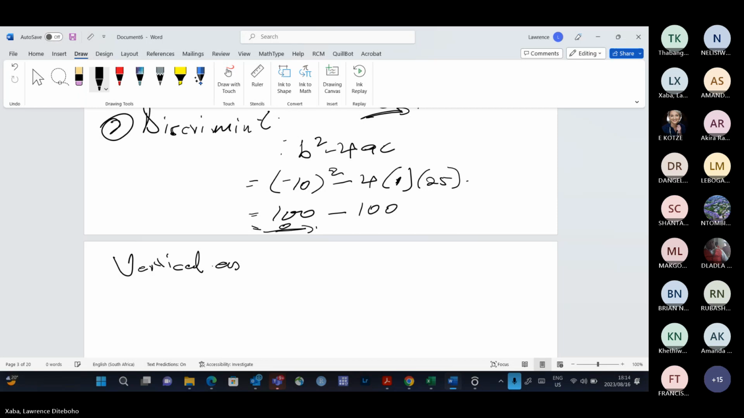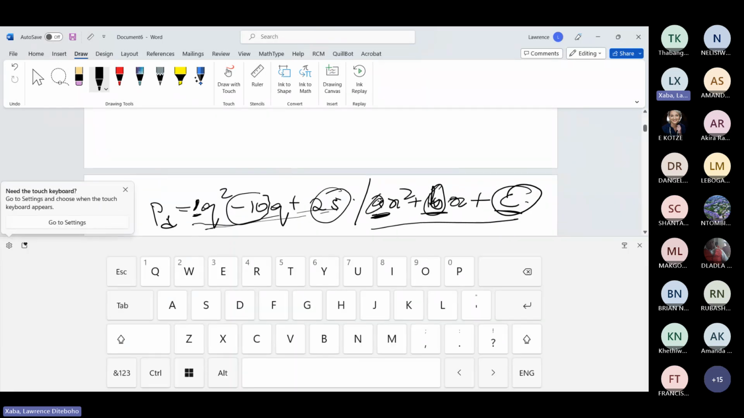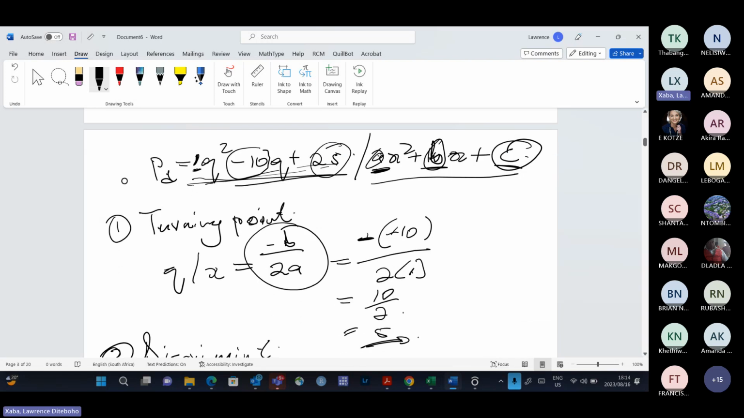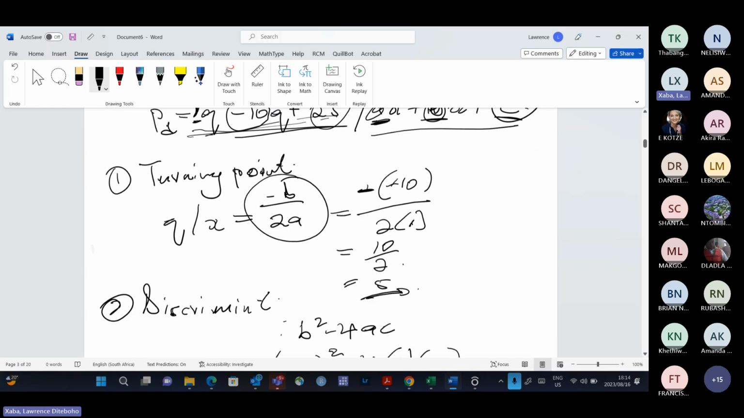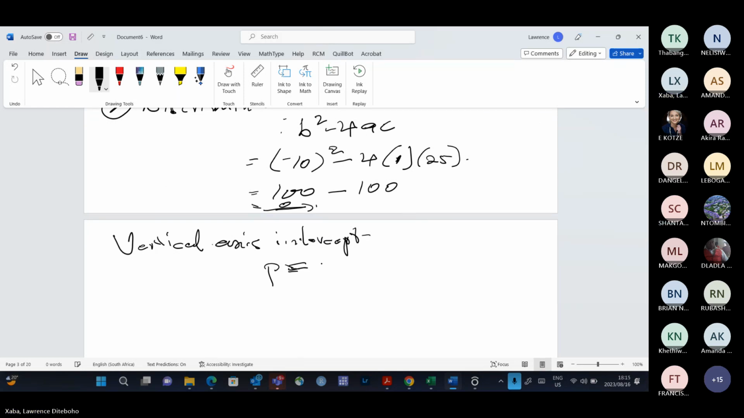Then the last one, this one is given to us: the vertical axis intercept. The vertical axis intercept is denoted by C from the quadratic equation. So in this case, we look at our C in our given equation, and we can see our C in our given equation is 25. So we know that, okay, our P there will be 25. So this is the quadratic demand function.